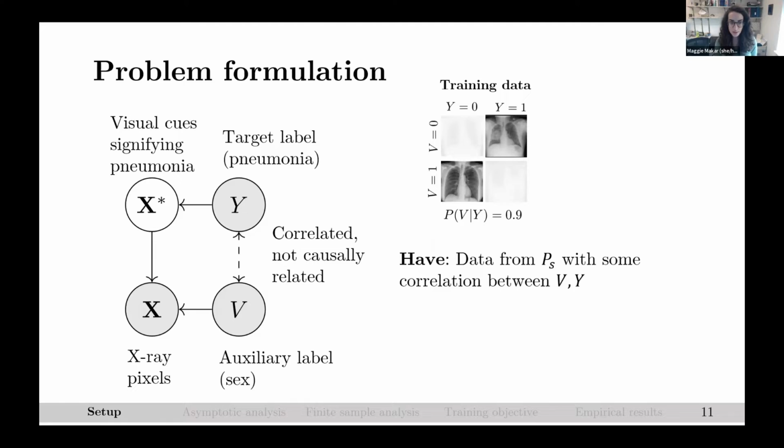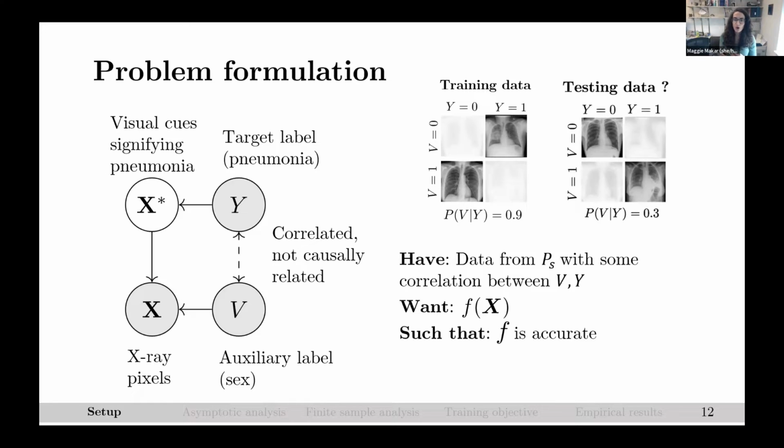way to formulate the problem that we have and what we want. So we have, at training time, a data set that is sampled from some source distribution, and I'll use P with a subscript of S to denote the source distribution. And in the source distribution, there's some correlation between V and Y. So let's say that our data comes from the hospital where women with pneumonia are underrepresented. And we want some predictor F to predict pneumonia. So take us from X to Y. And we want this F to be accurate.